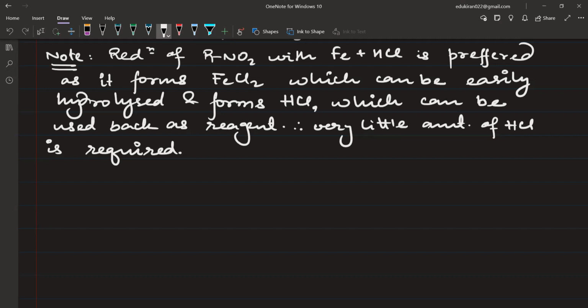Right, next, ammonolysis of alkyl halide, second method of preparation. जैसे hydrolysis होता है ना, hydrolysis is what? Addition of water. Ammonolysis is addition of NH3. Okay, so we'll put NH3 and that will be ammonolysis. Okay, ammonolysis of alkyl halide.